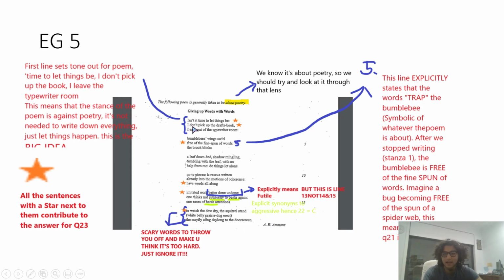Well, isn't it time to let things be? I don't pick up the drafts book. Free of the fine spun of words. Have words all along imitated works better done undone? To watch the dew dry, the squirrel stand.